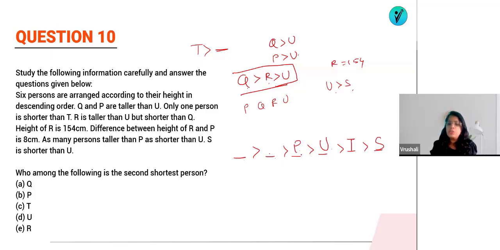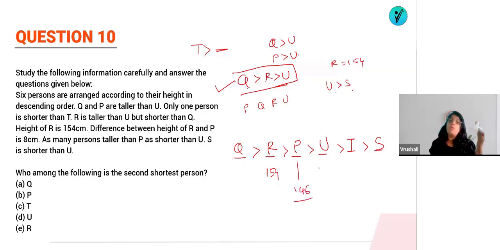So now this is the U, this is the P. So which is remaining now? R and Q only. And out of those we know that Q is taller than R. So this will be Q, this will be R. And we know that R is 154, and whatever they are saying, the difference between R and P is 8. That means P will be 154 minus 8, which is 146.